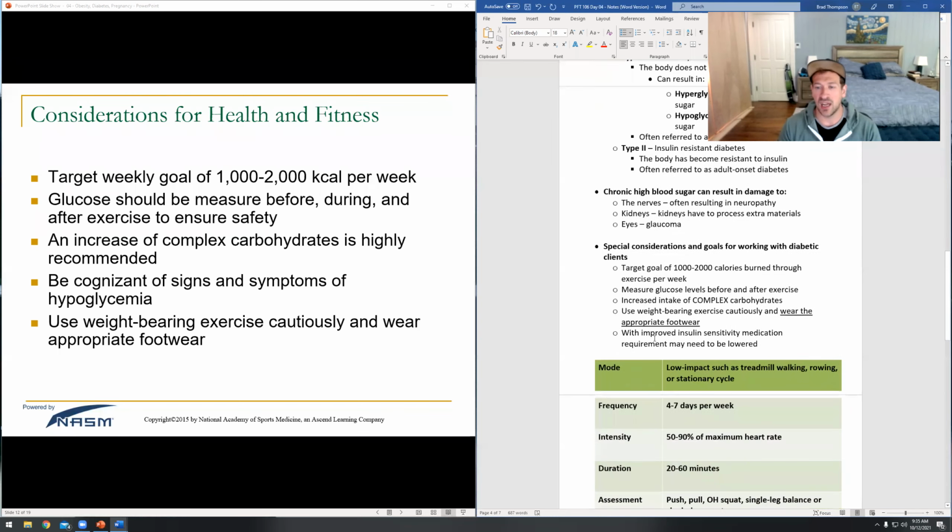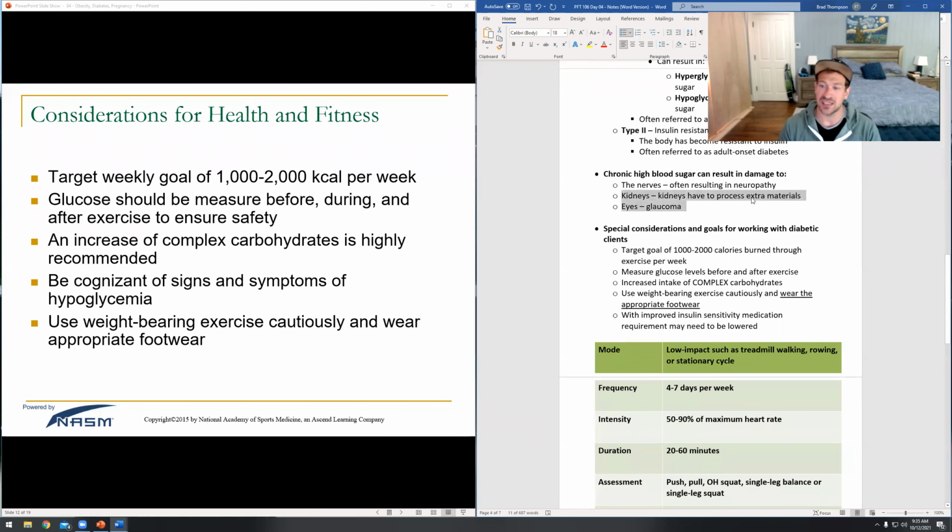So that's not so great. We'll also see damage to the kidneys because, again, the kidneys have to process all that extra sugar that's running through them. And then, because your kidneys are basically one giant filter, they can't function properly. And then we see problems in the eyes as well. So you start to see glaucoma of the eyes.